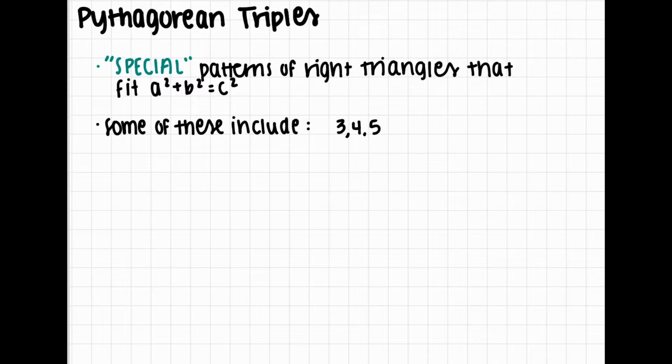So some of these include 3, 4, 5; 5, 12, 13; 7, 24, 25. There's plenty others. They also include all the multiples. So if I was to multiply this first one by like 2, I would end up with 6, 8, and 10. 6, 8, and 10 are also a Pythagorean triple because they're a multiple of that 3, 4, 5.